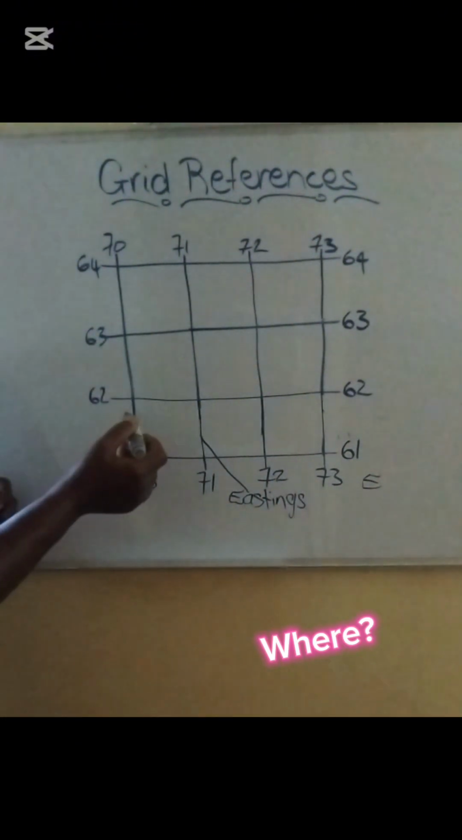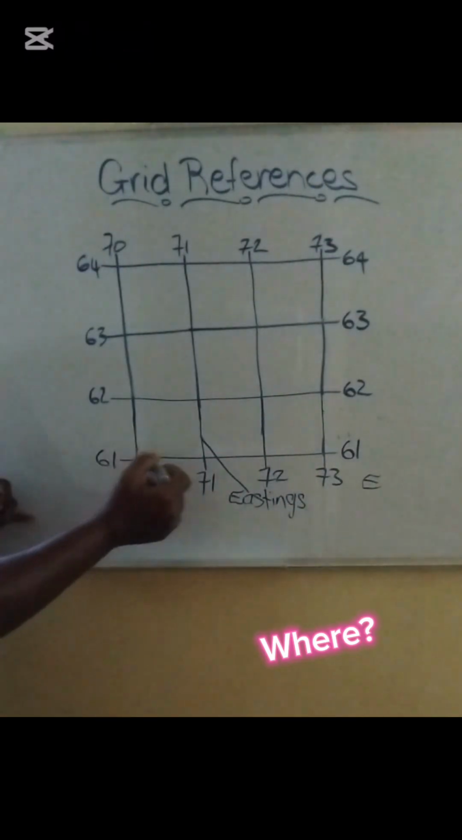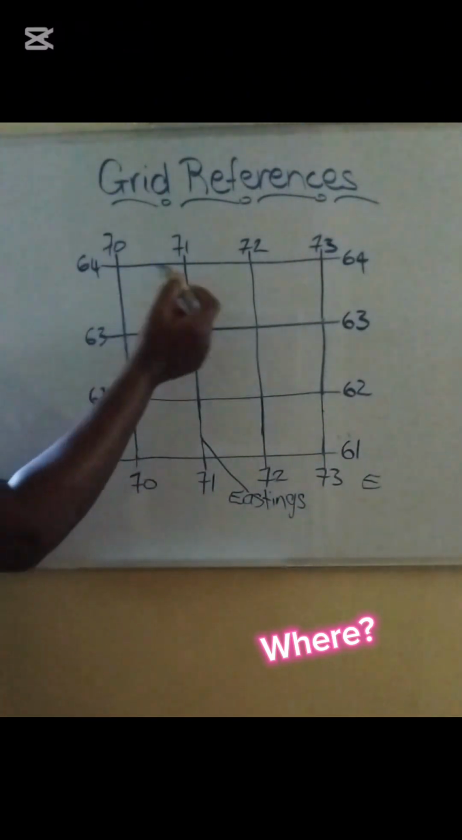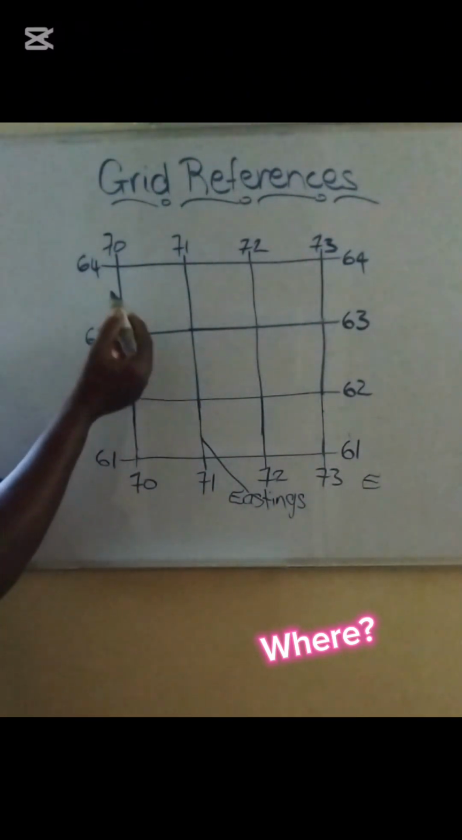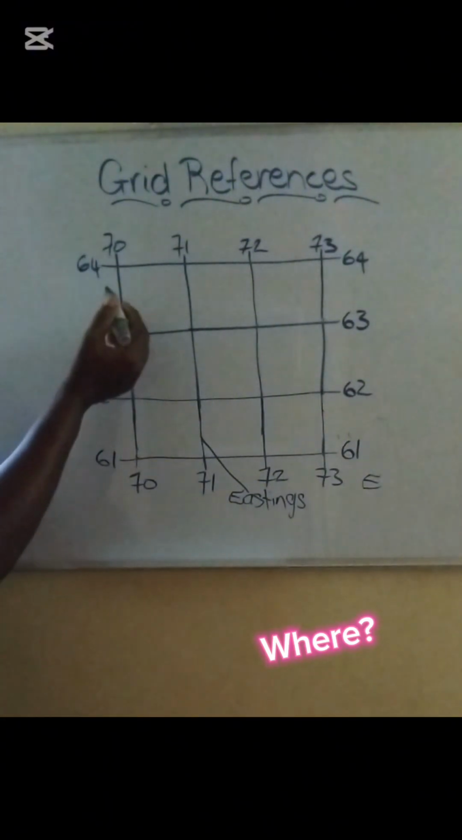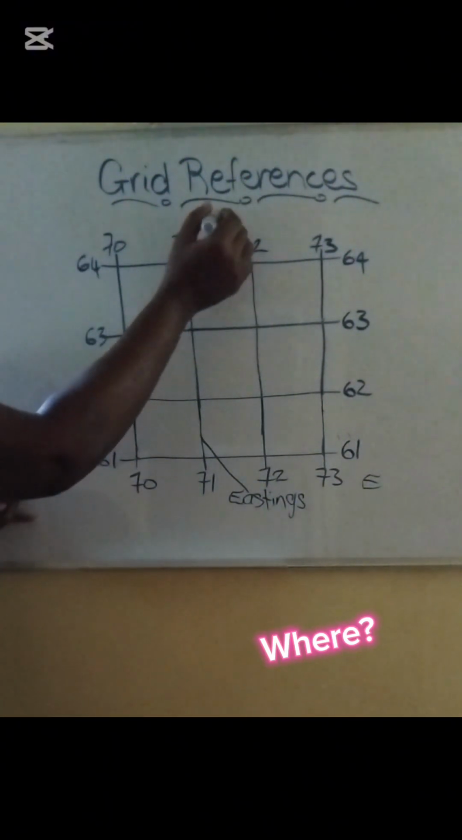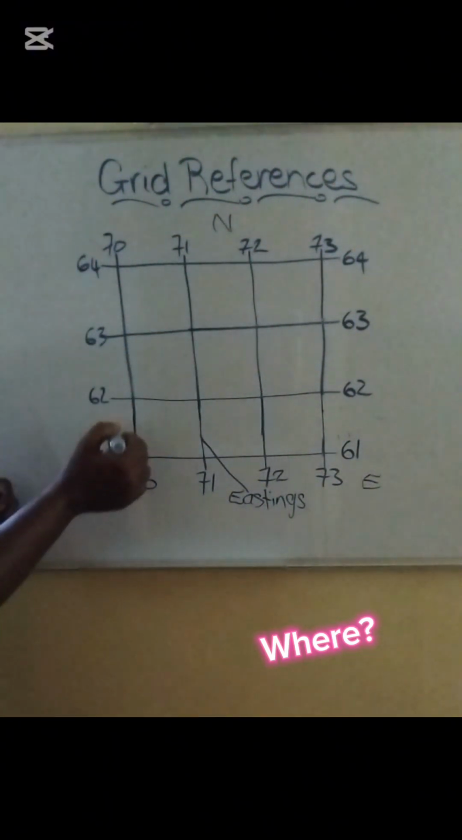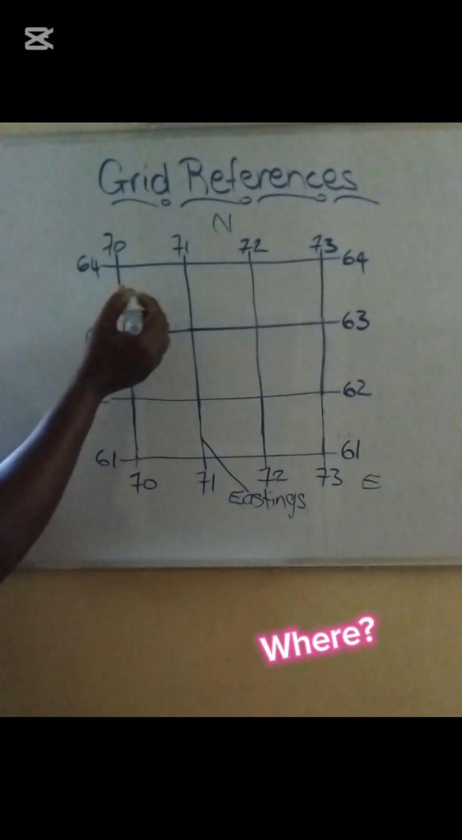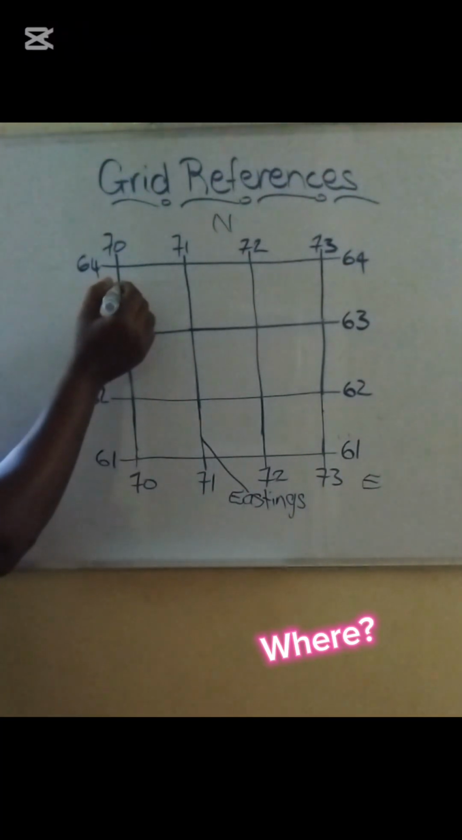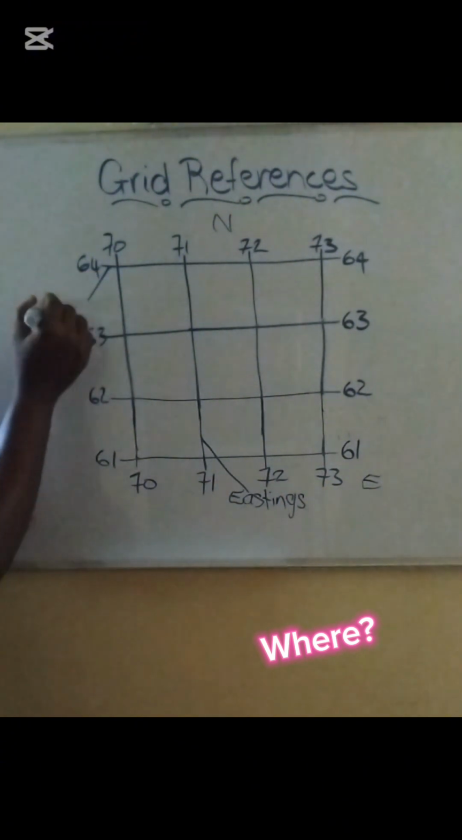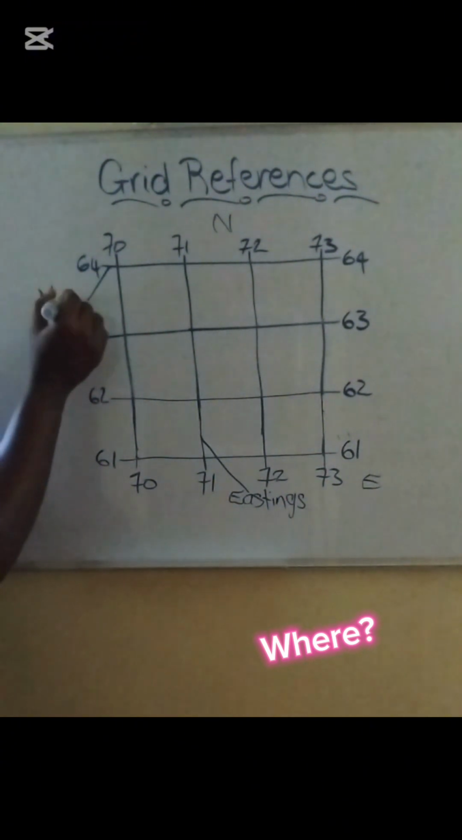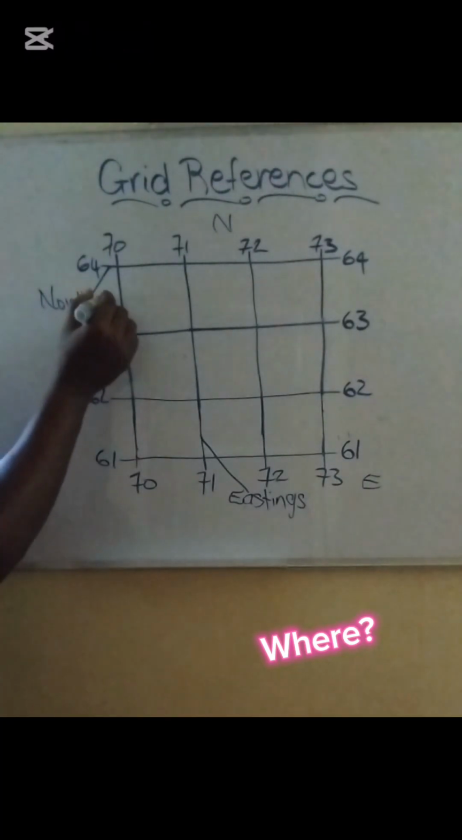Let's look at the horizontal lines now. 61, 62, 63, 64. If you notice that they increase as they go toward the north. We know that north is up here. They increase as they go toward the north. So we call them northing. Okay? So if I write this right here, we call them northings.